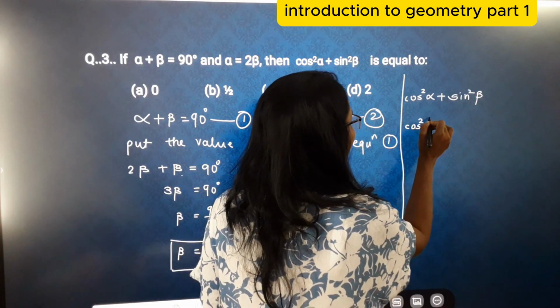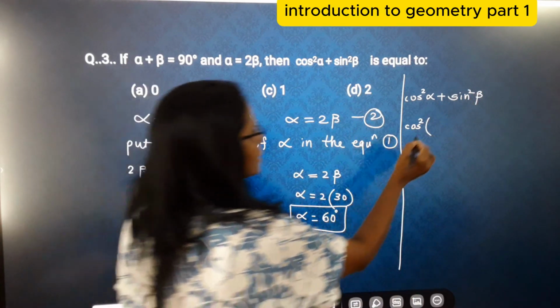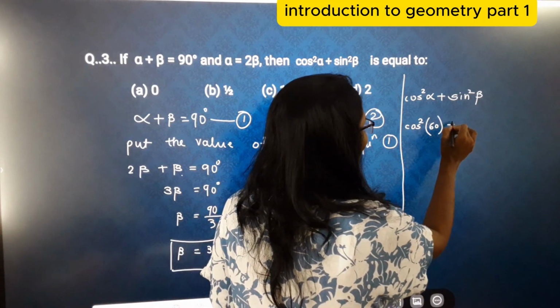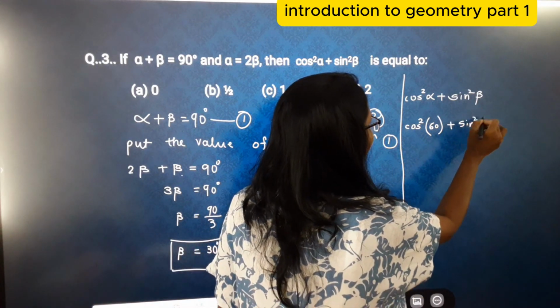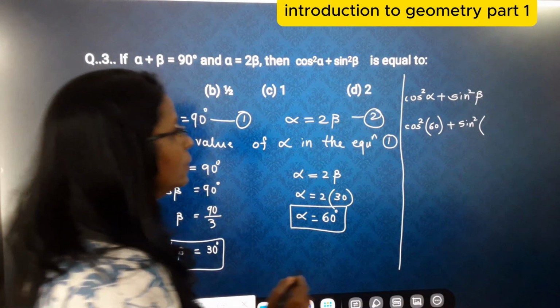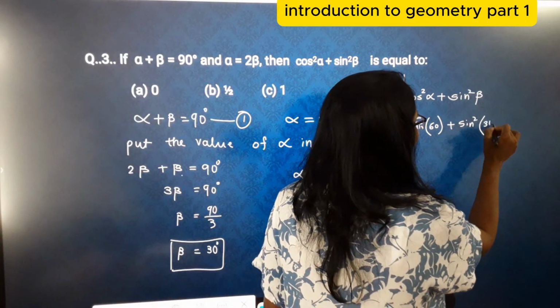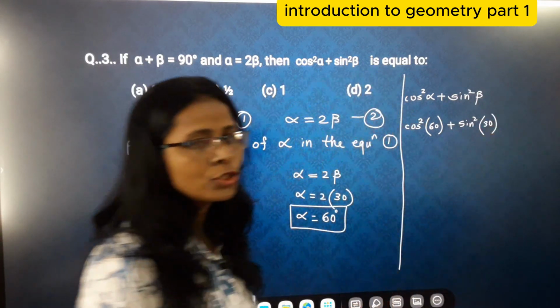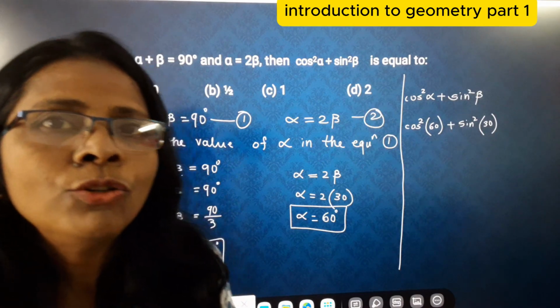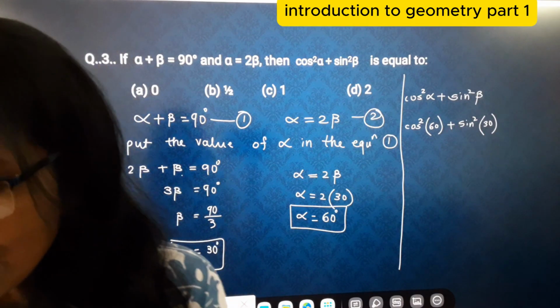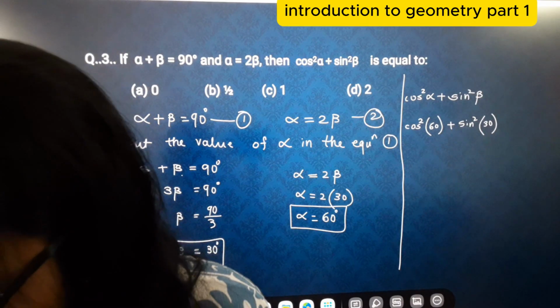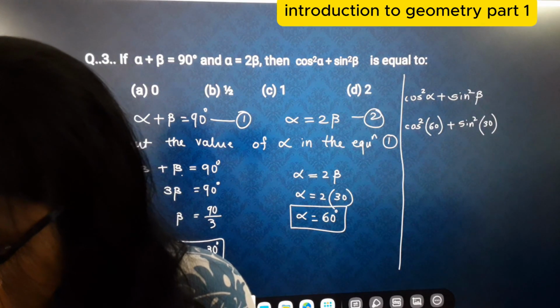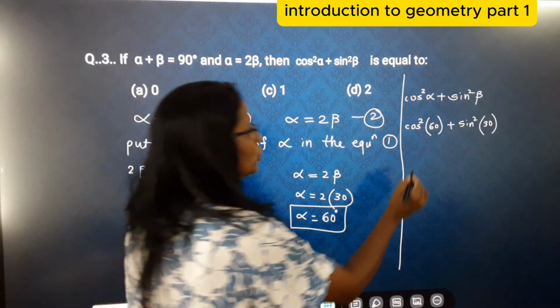So now here cos square alpha, that is 60, cos square 60 degree plus sin square beta, that means 30 degree. Okay. So now here students, the cos square 60. So students, the cos square 60 is nothing but 1 upon 2. Okay.